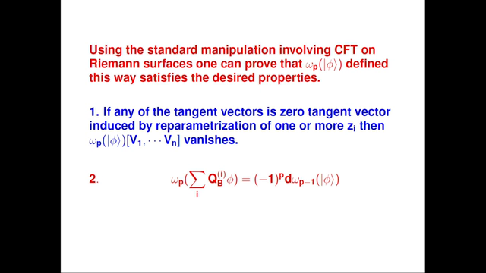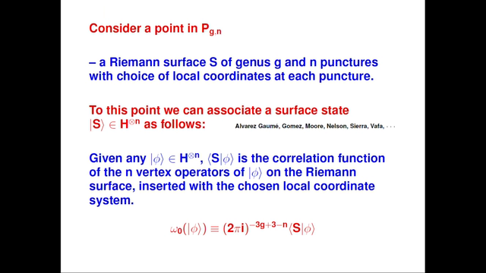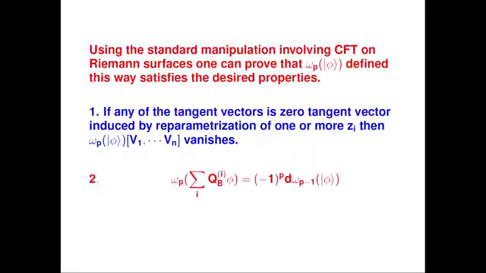For on shell states, we could omit this statement. We said that in the definition of S, we have to insert these vortex operators with the chosen local coordinate system. This we could avoid. For on shell states, these are dimension 0 vortex operators, so the result does not depend on what local coordinate system you use. So this is the additional input that allows us to derive this identity off shell.